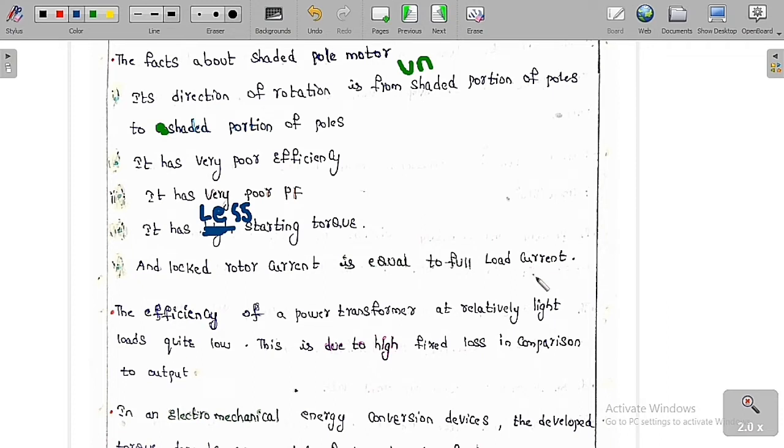Always its direction of rotation is from the unshaded portion of the poles to the shaded portion of the poles. It has a very poor power factor, less efficiency and less starting torque, and the locked rotor current is equal to the full load current. So these are some of the important points regarding the shaded pole motor.